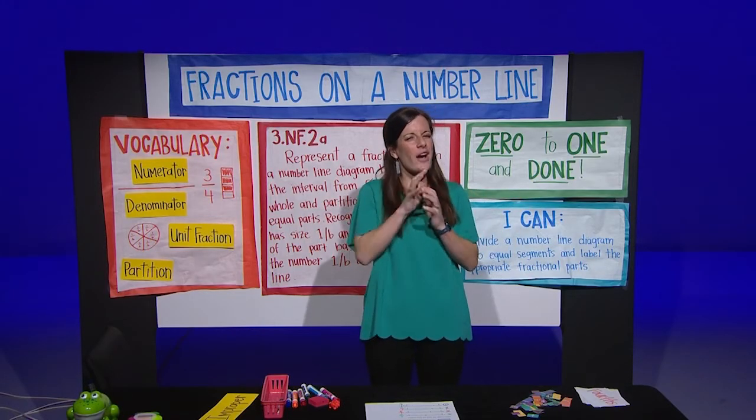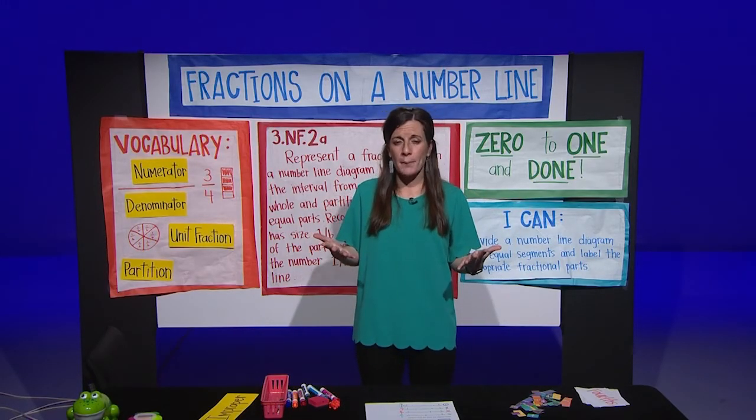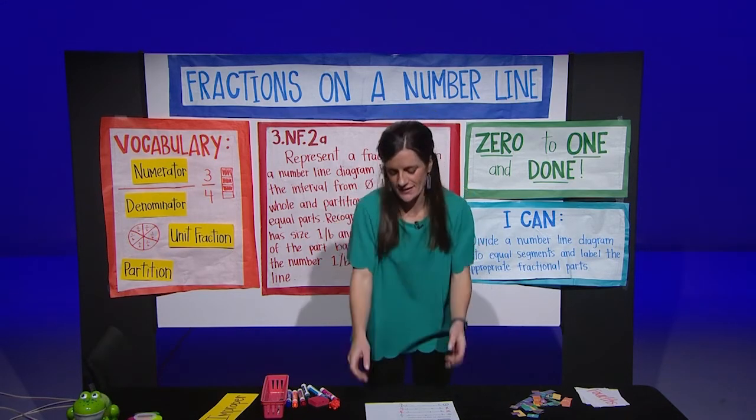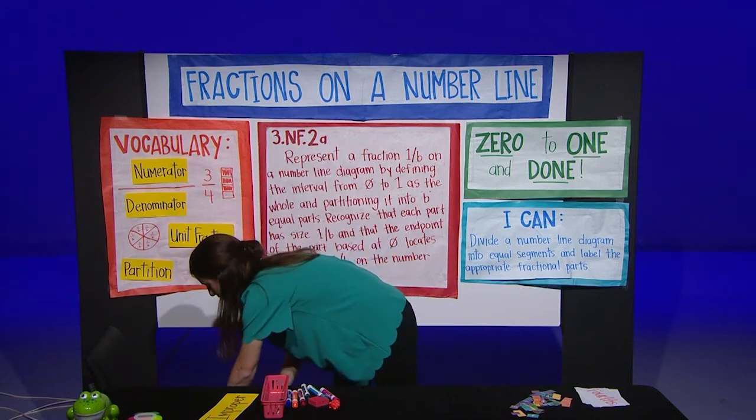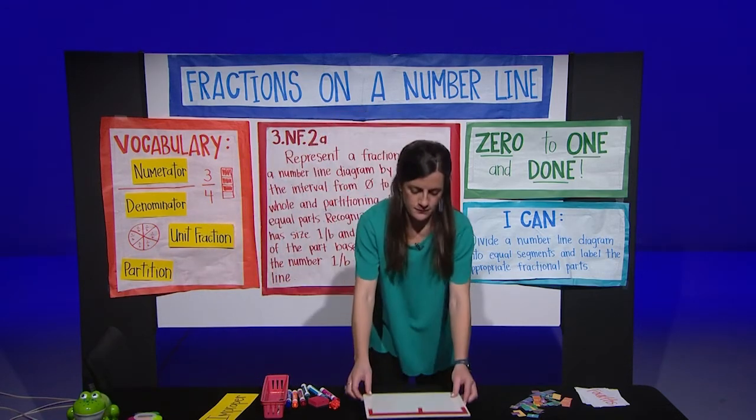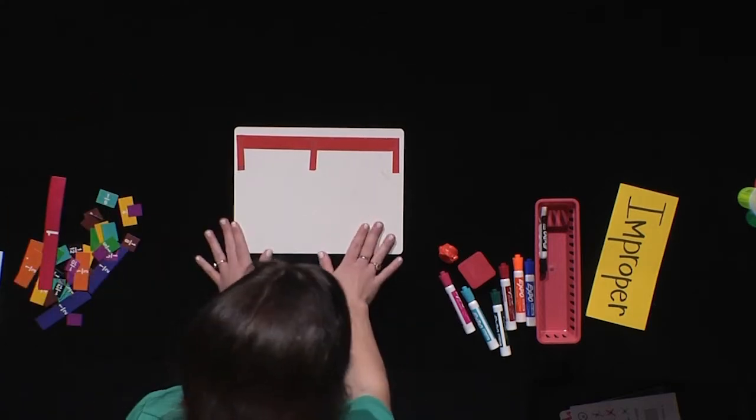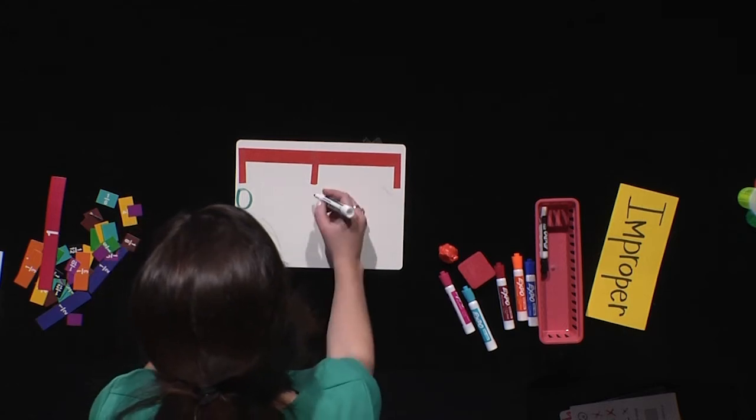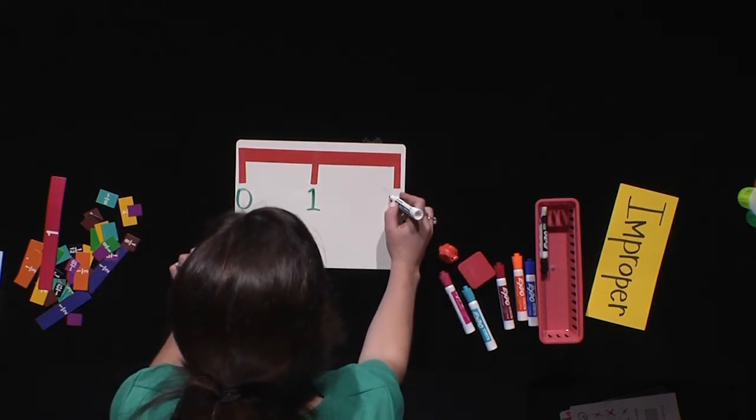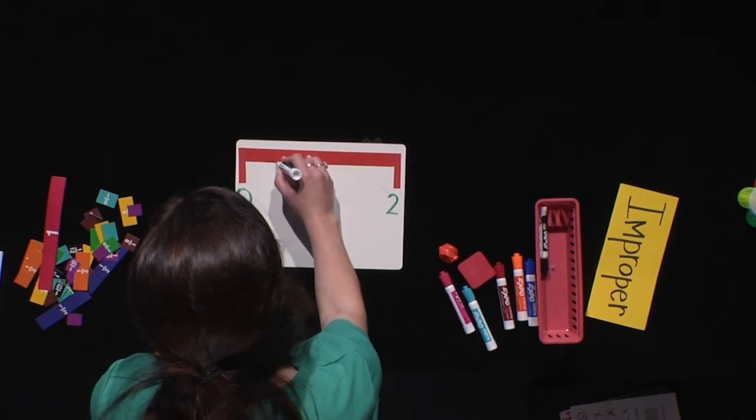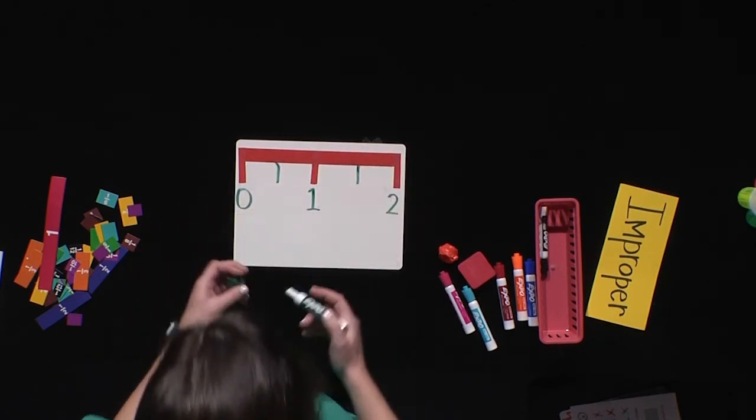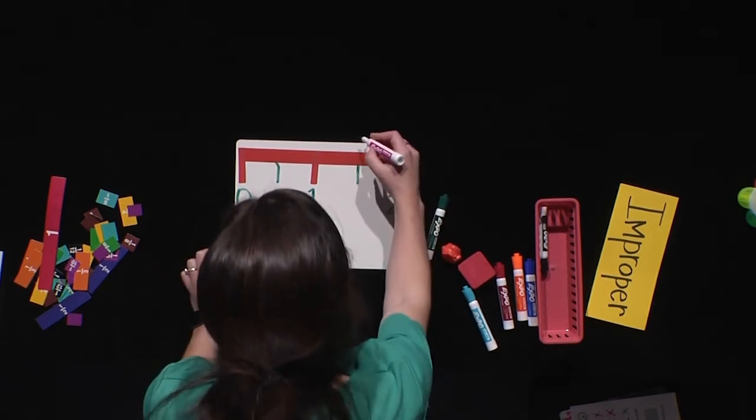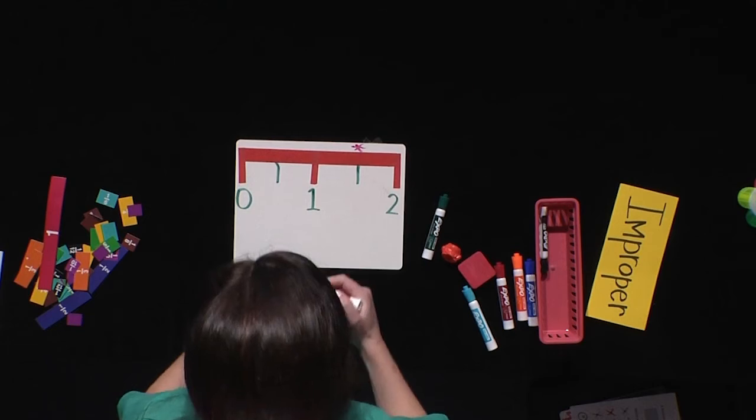Now, I've got one challenge for you. We've labeled all number lines from 0 to 1, but what if you see this? This number line is going to go 0, 1, 2, and I'm going to add tally marks here. What in the world do we do if we want to locate the star here?